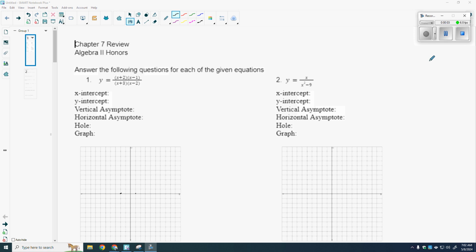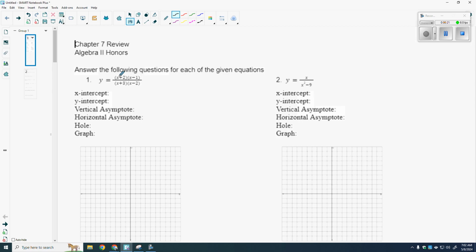Today we're going to talk through the Chapter 7 review, so let's get rolling. On your test coming up, you do get to use your little cheat sheet that has the different definitions of x-intercept, etc. So if you have that, you may want to have that as we cruise through here.